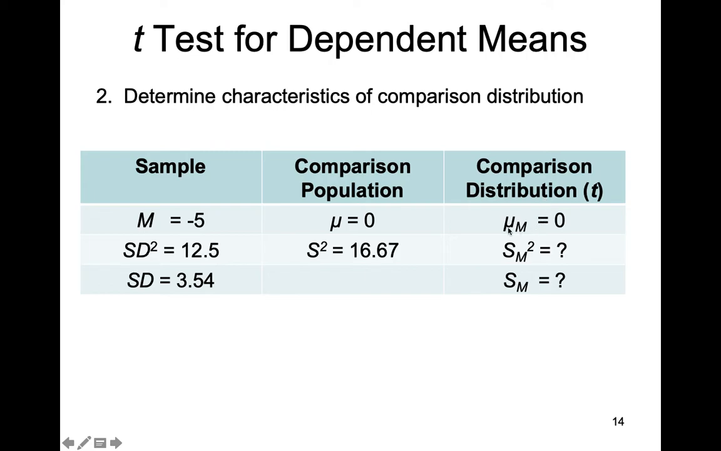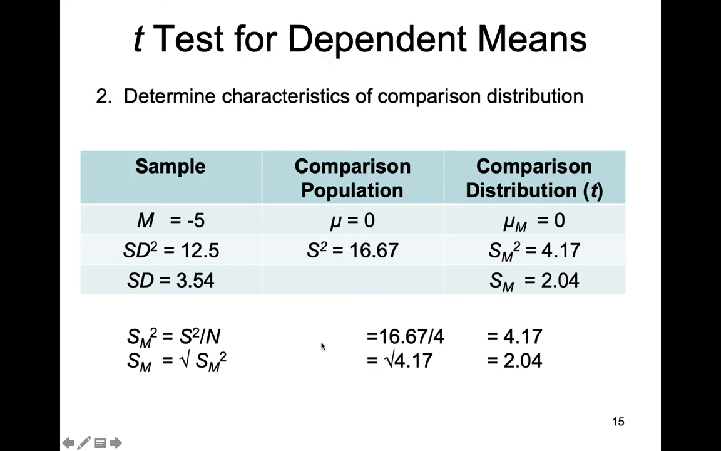Because of rule 1, we know that the distribution of means will have a mean that is centered around 0, the same as the population. And now we just need to figure out what the variance and the standard deviation of that distribution of means are. We figure them out the same way we've already learned, rule 2a and rule 2b.